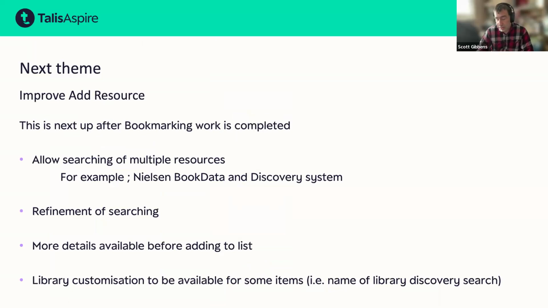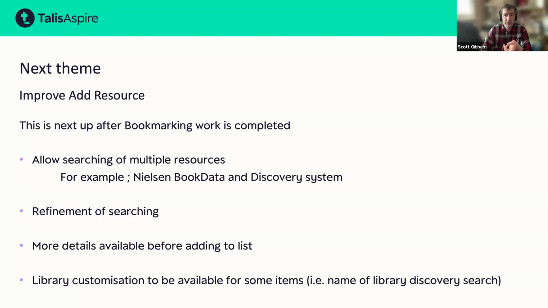So the next theme is Improve Add Resource. This is when you are in your list and you click on Add Resource, and you can search in there, obviously, for your Nielsen book data or your discovery system. You can search My Bookmarks. Well, this will allow you to search multiple resources. So your Nielsen book data and your discovery system seem obvious ones. But we'll look at adding other databases to that over time.